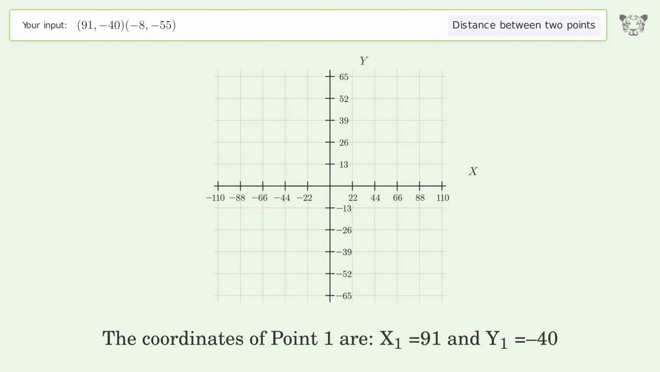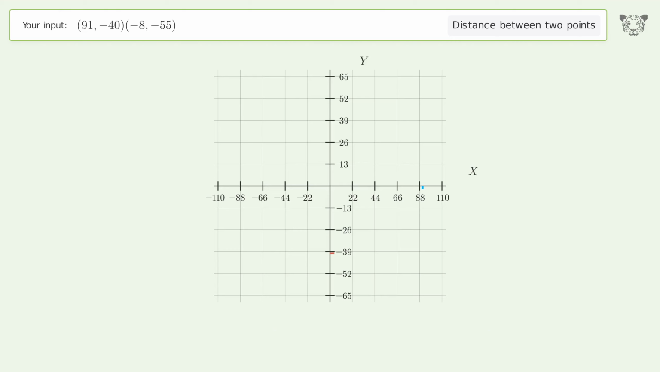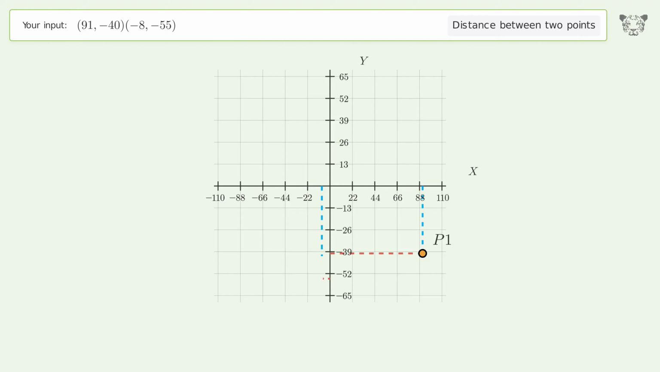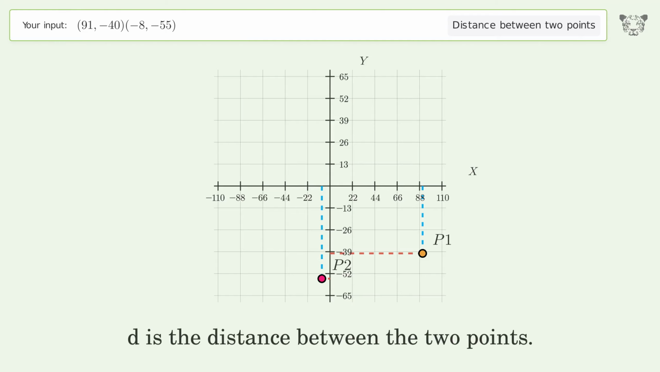The coordinates of point 1 are x1 equals 91 and y1 equals -40. The coordinates of point 2 are x2 equals -8 and y2 equals -55. D is the distance between the 2 points.